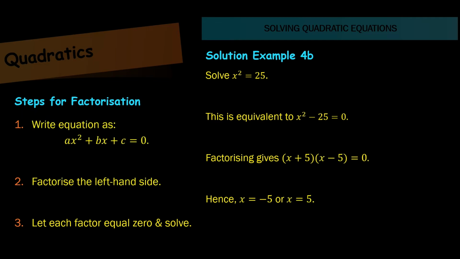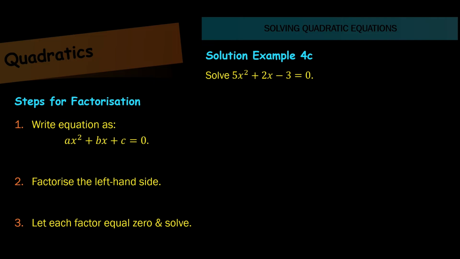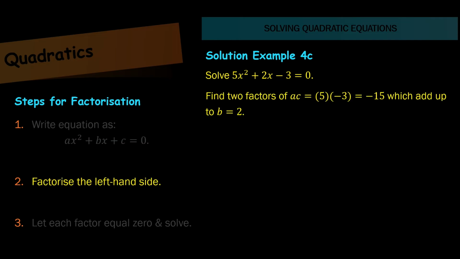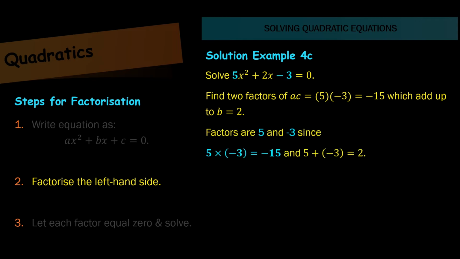Now let's solve part C. This is already in the required format, so we can simply jump to step 2. We need to find two factors of AC equals minus 15, which add up to B equals 2. Remember that AC comes from 5 times minus 3, and B equals 2 is from here. Now the factors are 5 and minus 3, since 5 times minus 3 is minus 15, and 5 plus minus 3 is equal to 2.